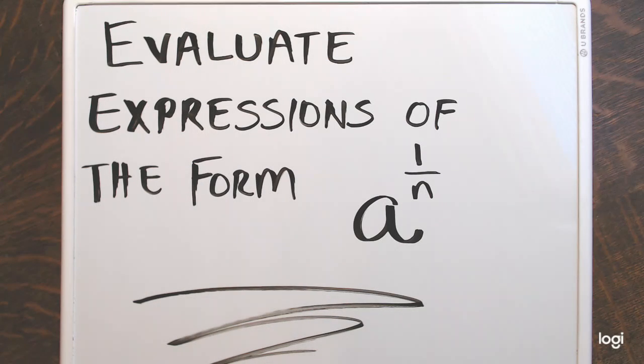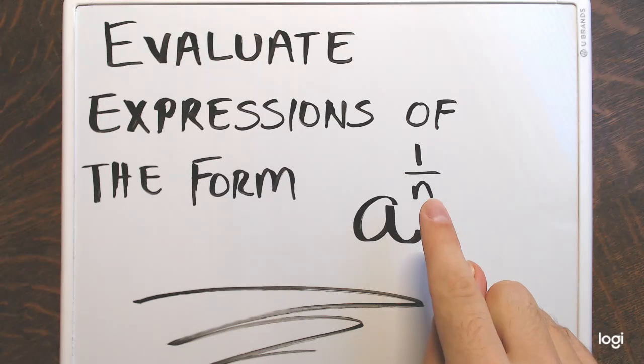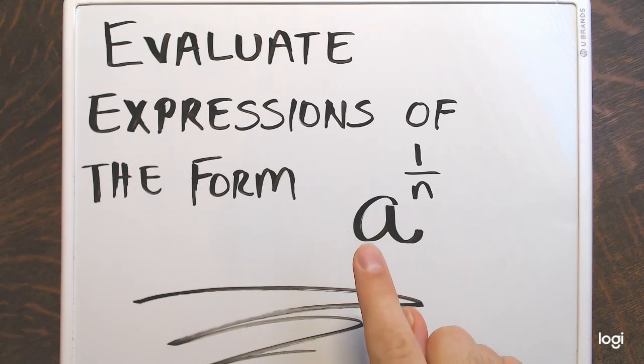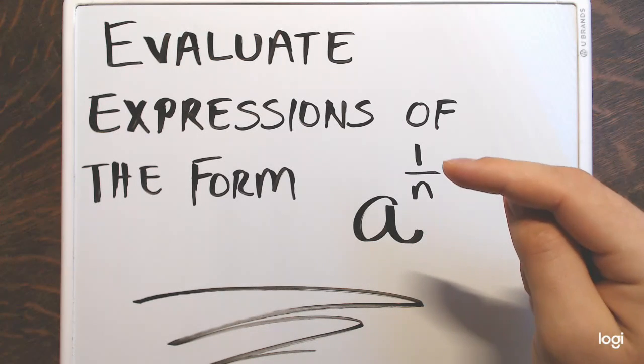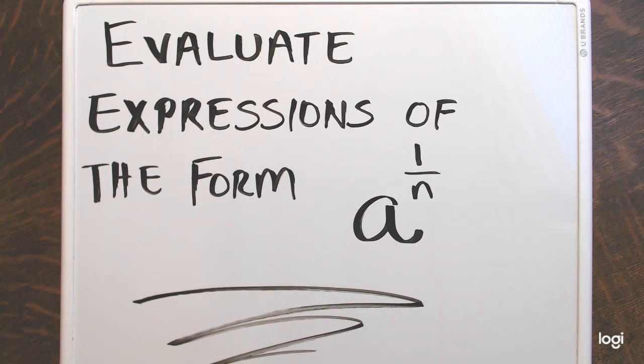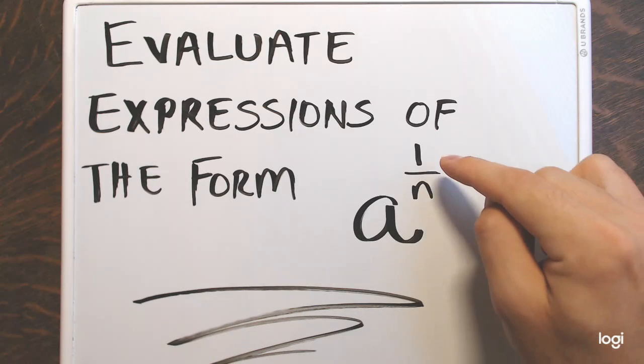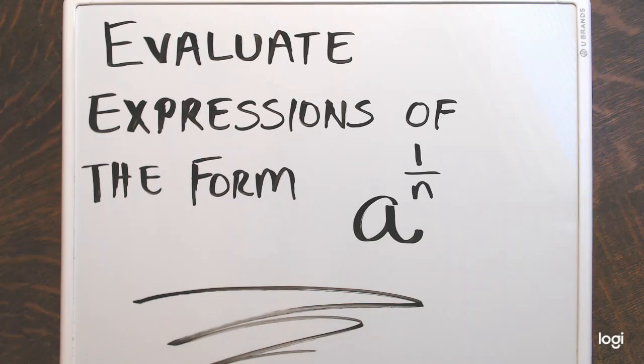Hello and welcome to this video on evaluating expressions of the form a to the 1 over n power, or a to the 1/nth power, base a, and exponent 1 divided by n. So in this video I'm going to talk about fraction exponents, or rational exponents of this form 1 over n, and how they're really the same thing as radicals.